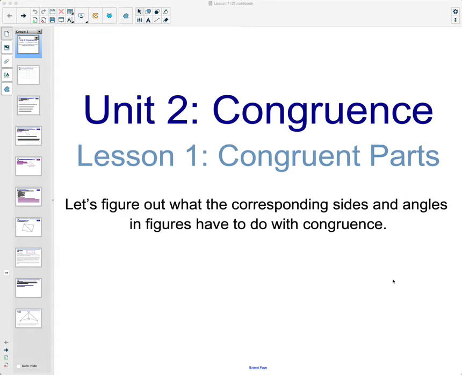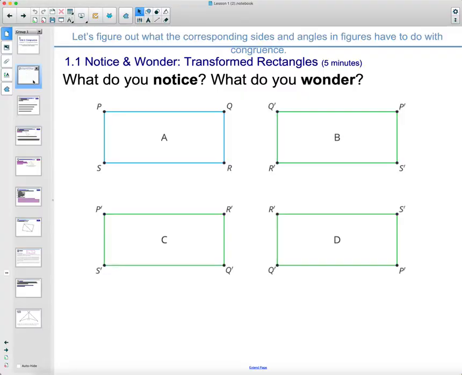In this lesson, we are going to be looking at congruent parts. So let's go ahead and figure out what the corresponding sides and angles in figures have to do with their congruence. In this first activity, you're just going to do a notice and wonder. You can pause, see what you notice, see what you wonder about the four shapes on the screen.